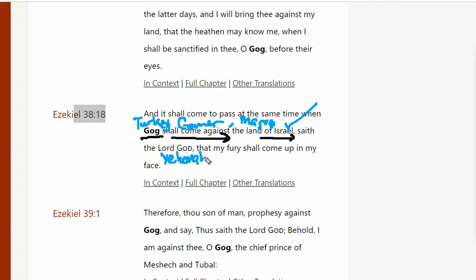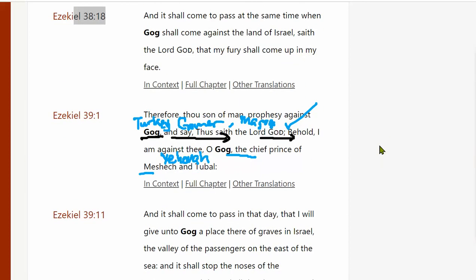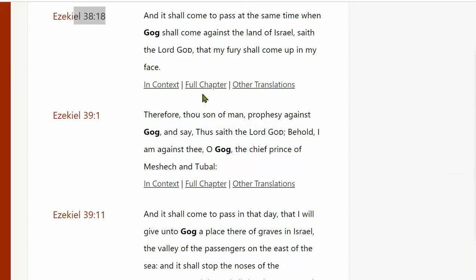Jehovah's fury shall come up in my face. So his anger will be ignited. In here, "therefore, son of man," which is Ezekiel, "prophesy against Gog, and say, thus says the Lord Jehovah, behold, I am against you, O Gog, the chief prince of Meshech and Tubal."